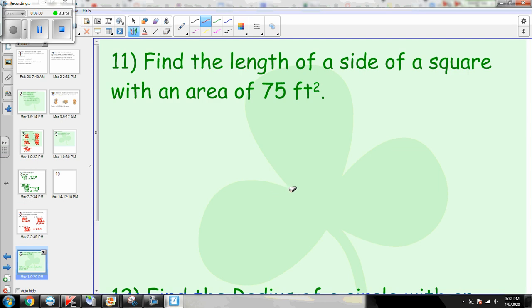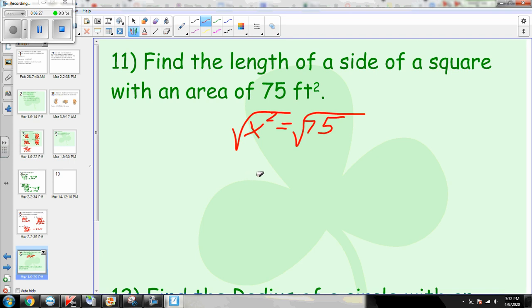All right, on number 11, it says, find the length of a side of a square with an area of 75 square feet. Well, I know it's a square, so I know the sides are the same. So I could call the length of each side x, and when you take the side times the side, or x times x, you get x to the second. So x to the second is 75. Then I'm just taking the square root of both sides. I'm taking the square root of 75.